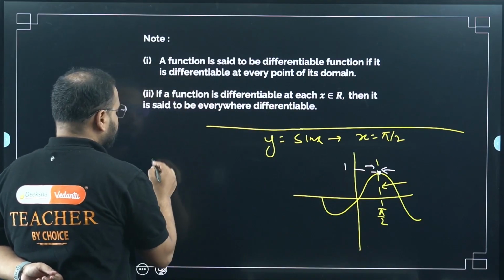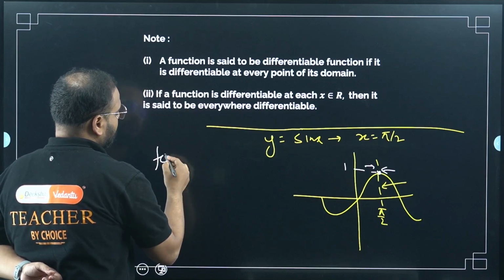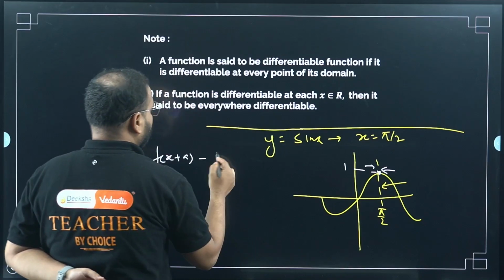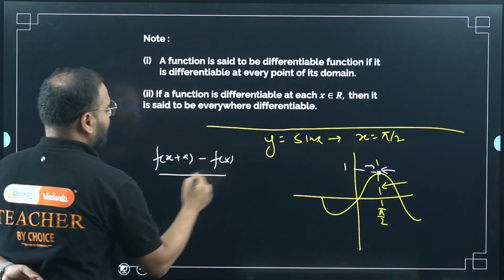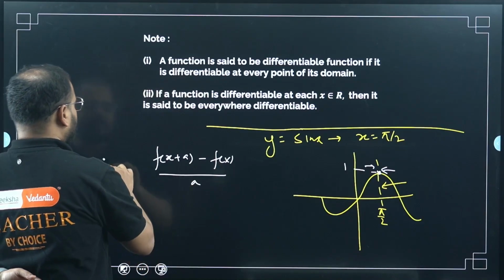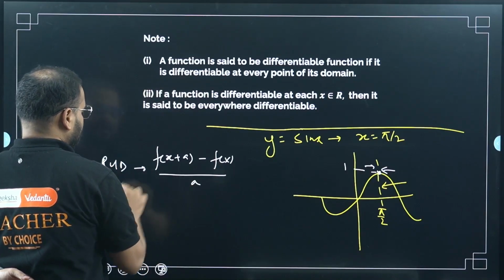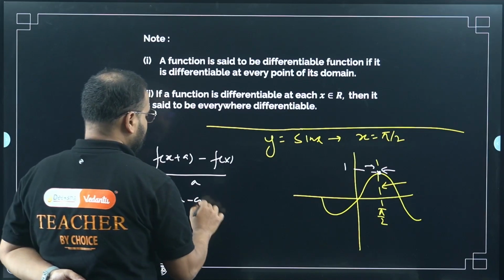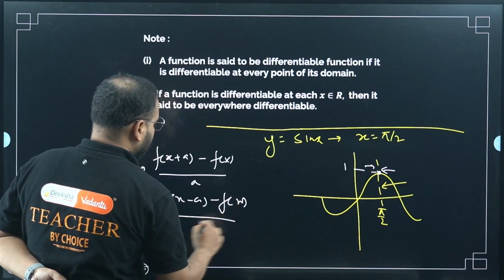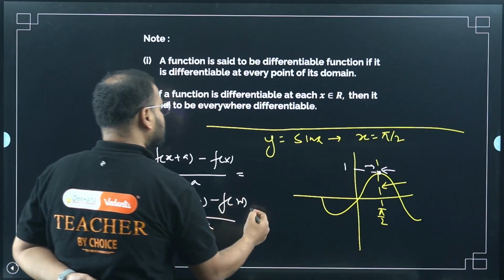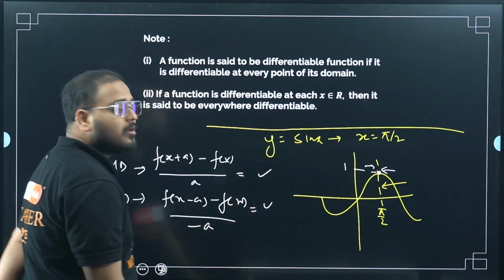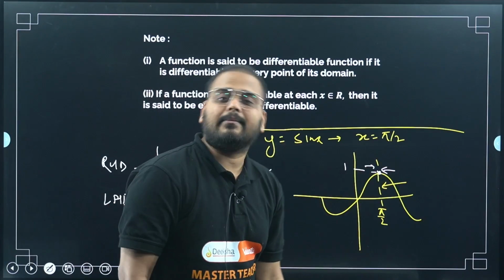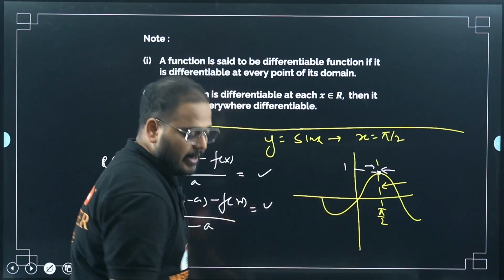If you apply this condition, f(x plus a) minus f(x) upon a, this is for RHD, and if you apply the same thing for LHD, which will look like f(x minus a) minus f(x) upon minus a, you'll get both these values equal. So the function y equals sin x will be differentiable at the point x equals pi by 2. I hope you understand this.